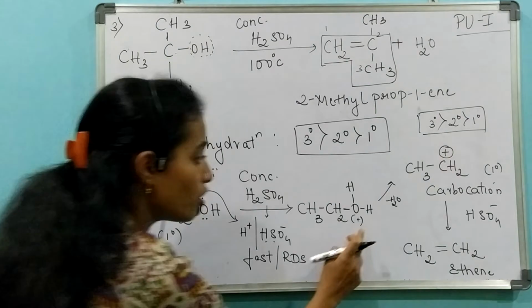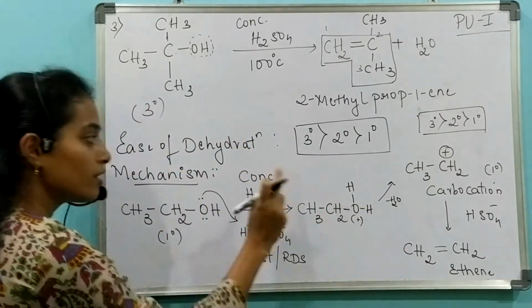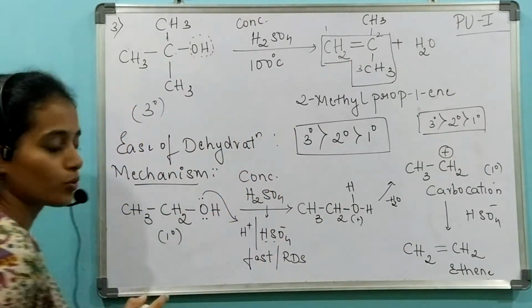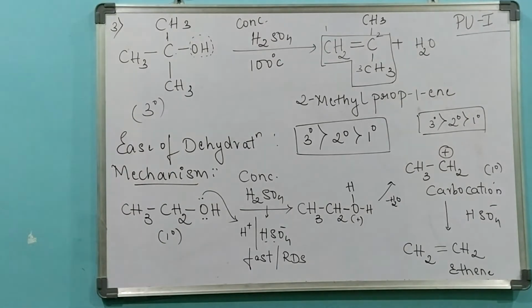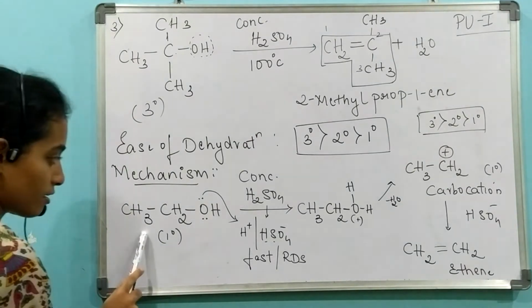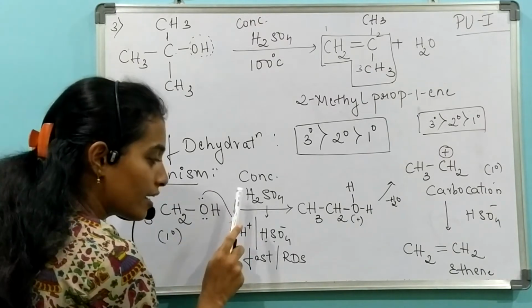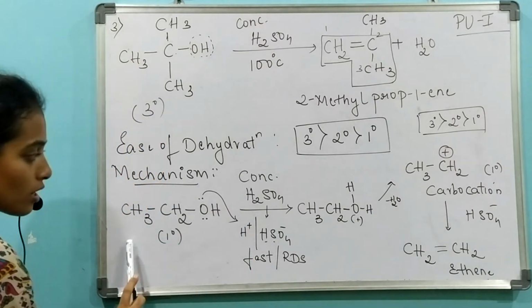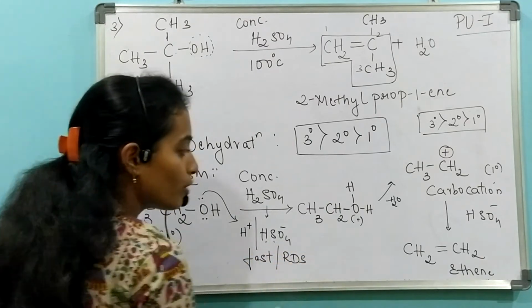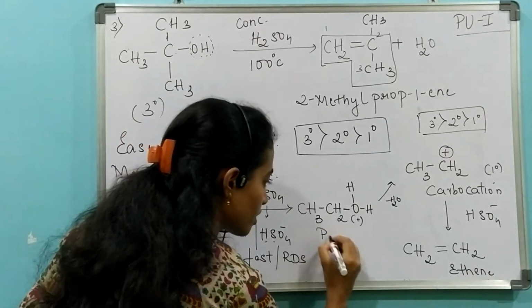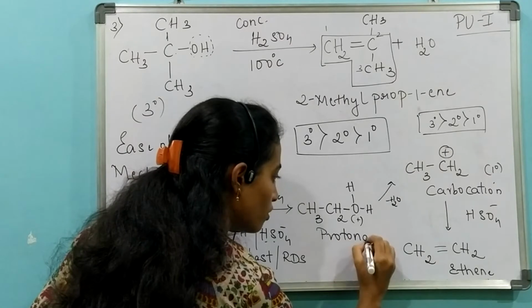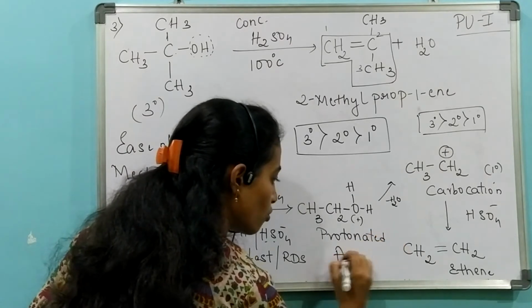By removal of water molecule using the dehydrating agent sulfuric acid. So what did you do here? You have taken alcohol as a starting reactant. You have used the dehydrating agent. What did the dehydrating agent do? It converted your alcohol into protonated alcohol.